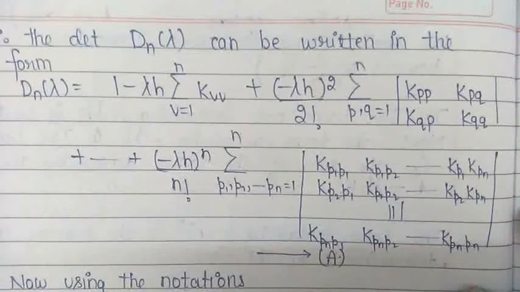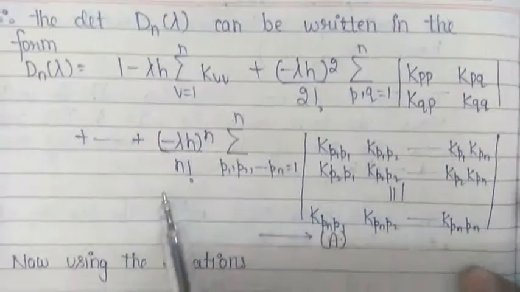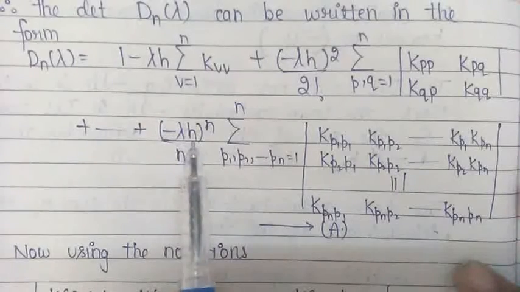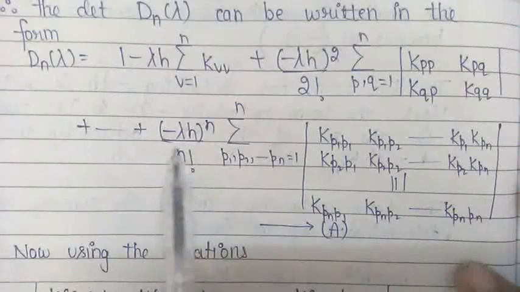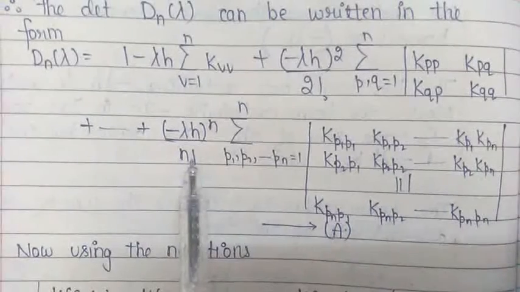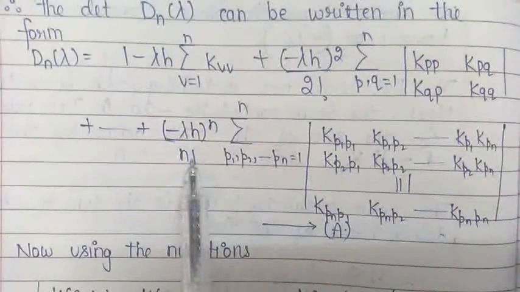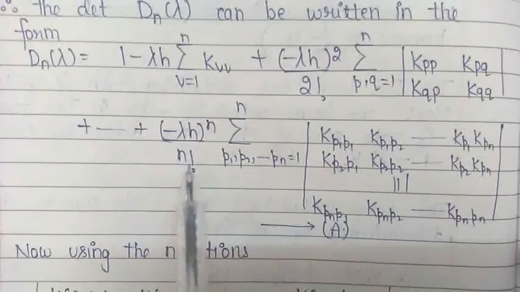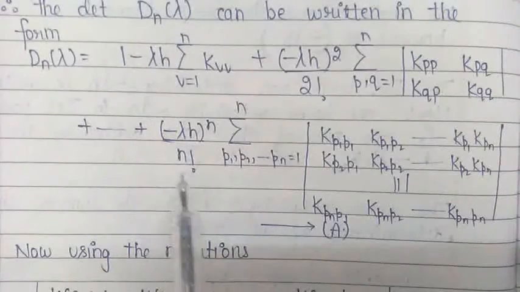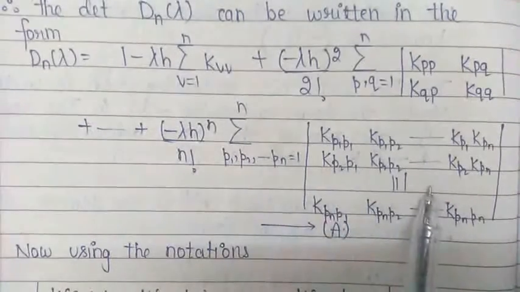So you will divide by 3 factorial in the third term, and in the nth term, minus lambda h whole raised to the power n, we have divided by n factorial, because using n elements we can have n factorial permutations. So this is the number of permutations which we have taken in the division in each of the terms.